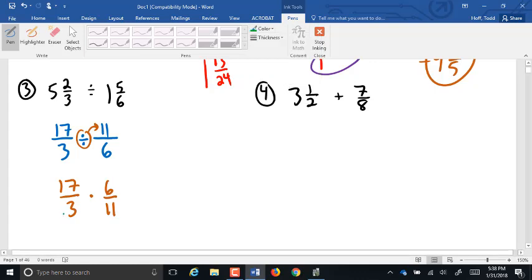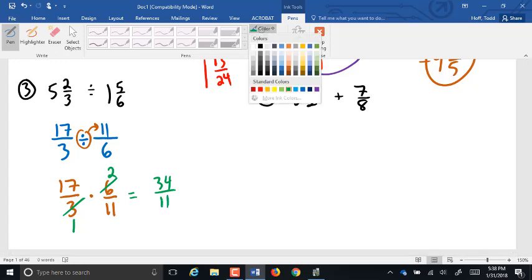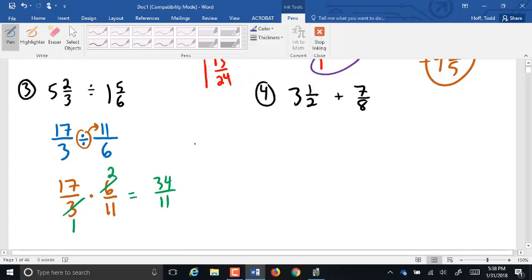And then we're going to cross cancel the 3 and 6. Both divided by 3. 3 divided by 3 is 1. 6 divided by 3 is 2. 17 times 2 is 34. 1 times 11 is 11. And we have to reduce that back down. 34 divided by 11. 11 goes into 34 3 times. 3 times 11 is 33, so there's 1 left over. So there's 3 and 1/11.